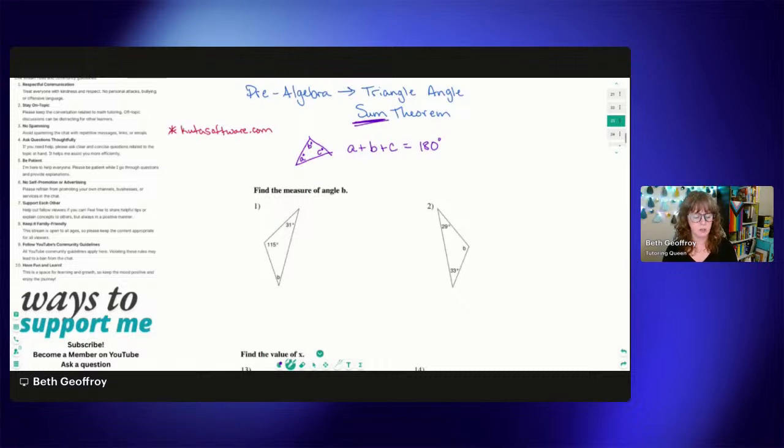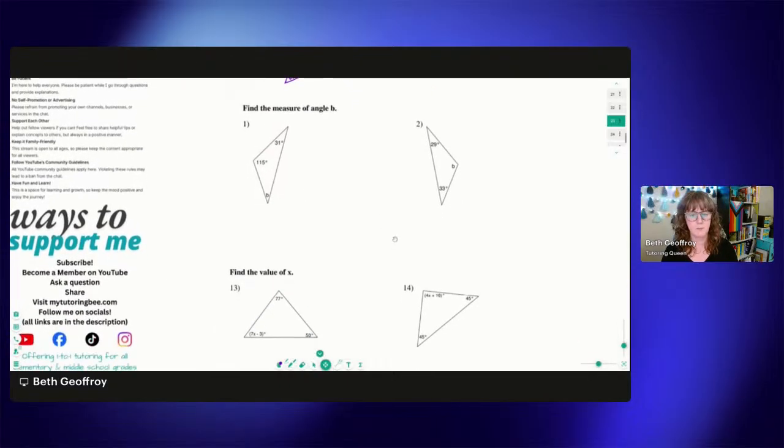So in these first two, they're pretty straightforward. We just have two of the angle measurements, and we're trying to find the third angle measurement. We're going to get into how to do that with some algebraic expressions down in the next problems. But let's go ahead and take a look at this. So one way that we can set this up is that we can do 115 plus 31 plus B equals 180. Pretty simple, simple as that.